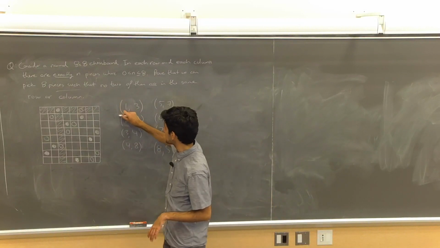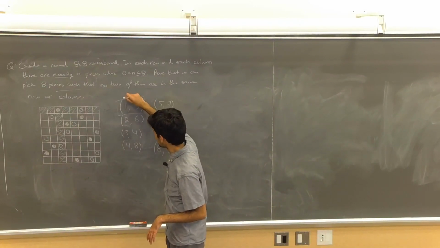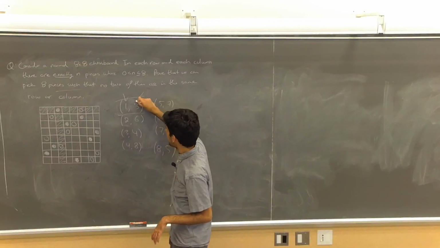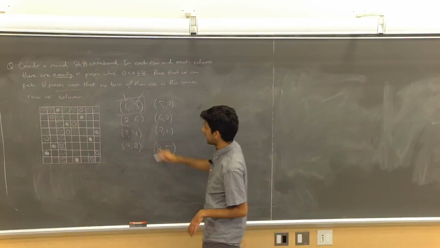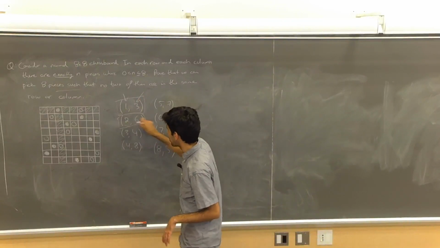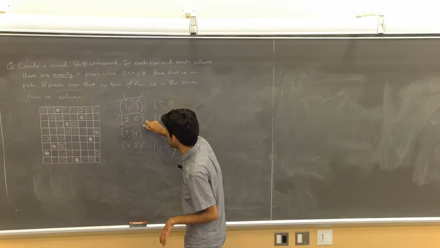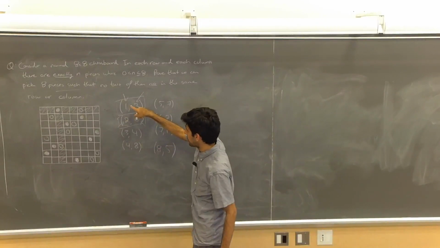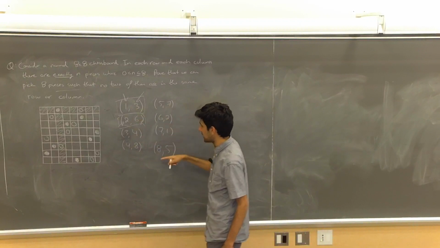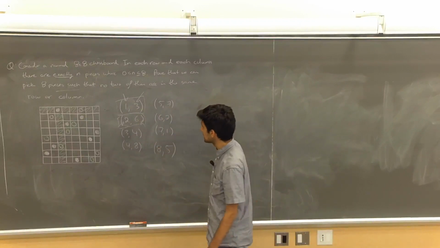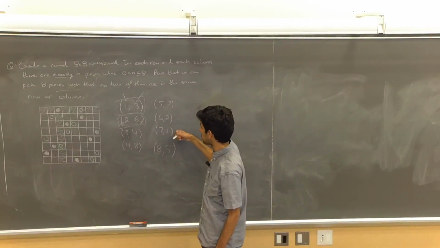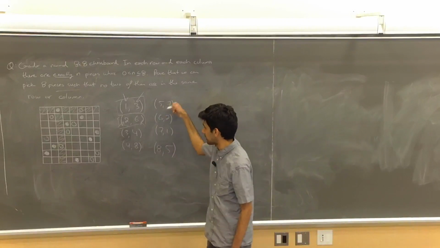So this one piece that we selected belongs to row 1 and column 3. And same with this one. It belongs to row 2 and column 6. And we'll note that I have 1, 2, 3, 4, 5, 6, 7, 8. So each row appears exactly once. And each column appears exactly once. 1, 2, 3, 4, 5, 6, 7, 8.